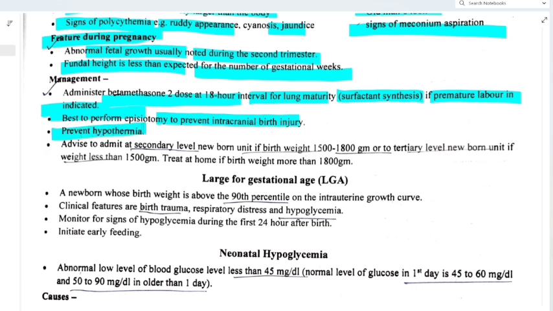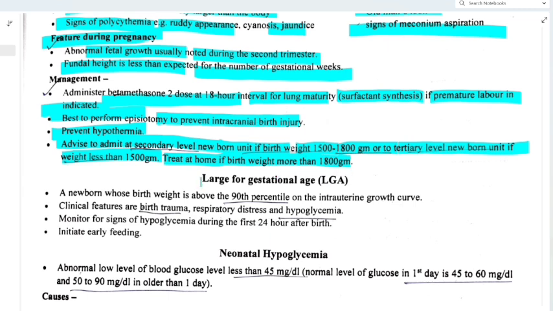Then prevent hypothermia. Advised to admit at secondary level newborn unit if birth weight is 1500 to 1800 gram, or to tertiary level newborn care unit if weight is less than 1500 gram. Treat at home if birth weight is more than 1800 gram. Okay, so we are advising to admit in a secondary level hospital if birth weight is 1500 to 1800 gram, and if it is less than 1500 gram, then we are referring to tertiary level of care. But we can treat the baby at home if birth weight is more than 1800 gram.